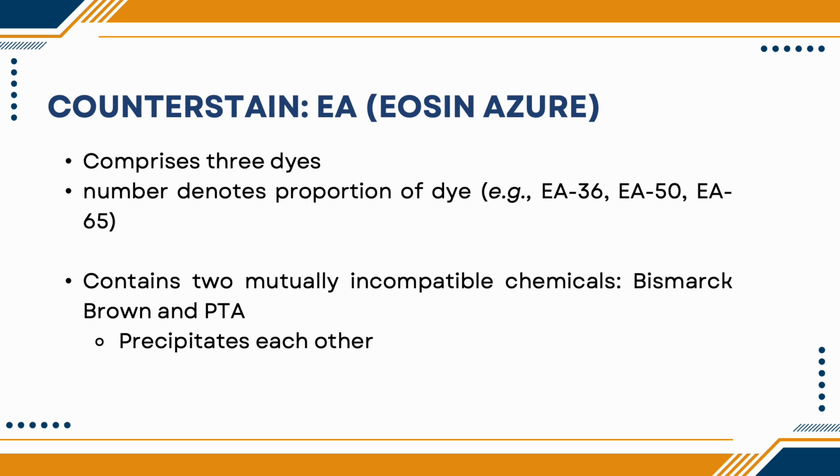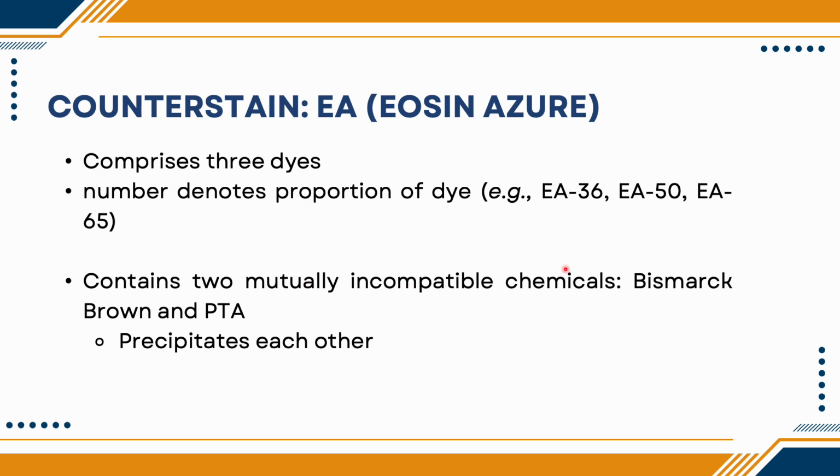So now let's look at eosin azure, which is comprised of three dyes, yung eosin Y, yung light green SF, and the Bismarck brown. So the number denotes proportion of dye, such as, let's say for example, eosin azure 36, 50, and 65. So yun siya yung mga ratio.